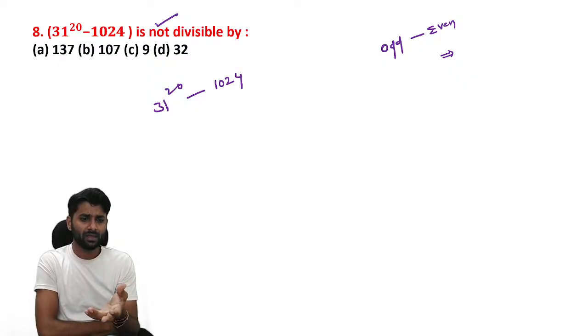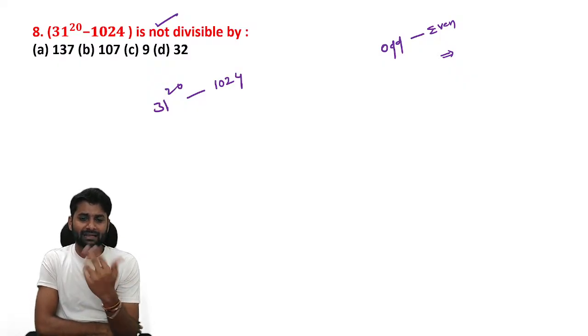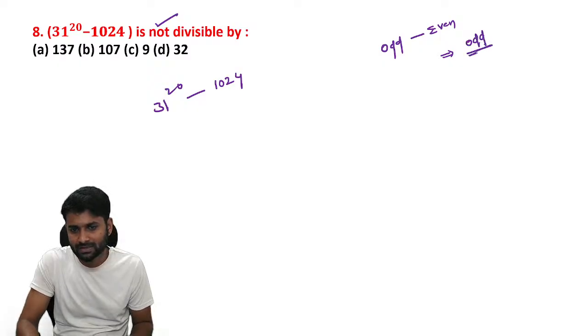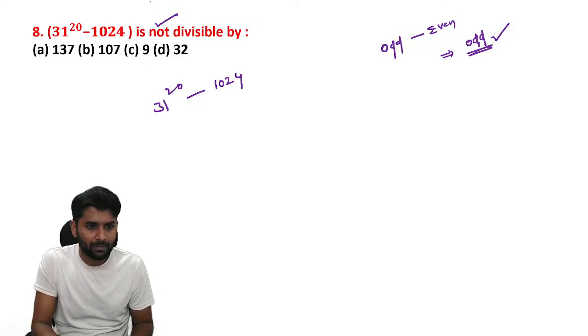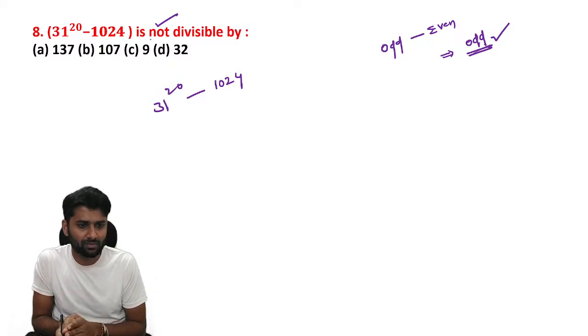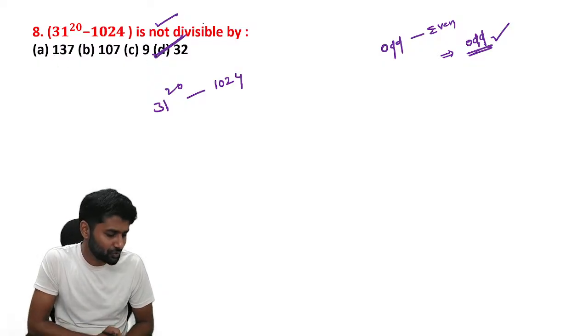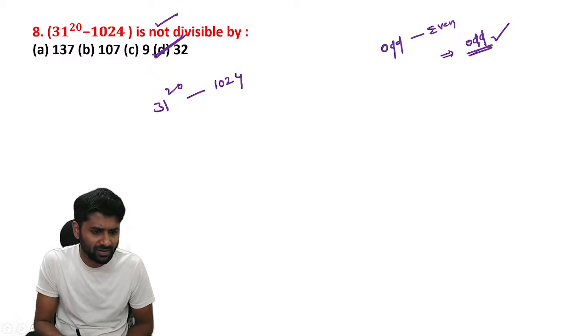Let us consider one odd number, 3, and the even number is 2. 3 minus 2 resultant is 1. It means whenever odd number minus even number, your resultant must be an odd number only. But here the question is which is not divisible by. Whatever the resultant is, it is not divisible by an even number. So directly you can choose the option 32. It is not divisible by 32.